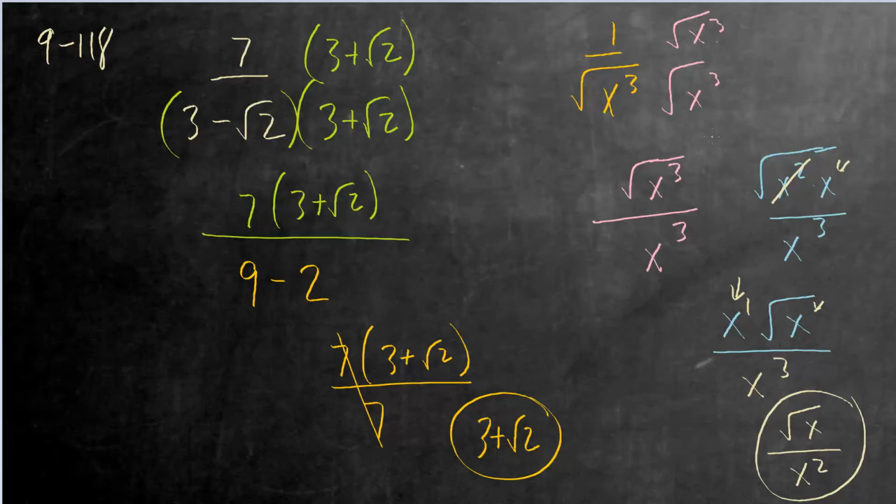Couple ways to do that one. This would be the most basic way. You could also do some fractional exponent subtracting, but one of those options of getting no square roots in the denominators is definitely something that needs to happen.